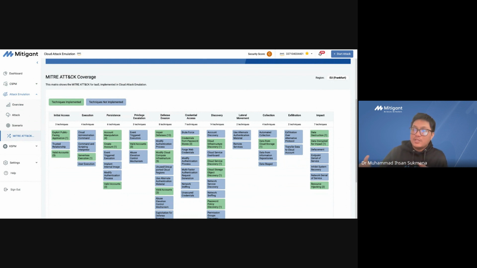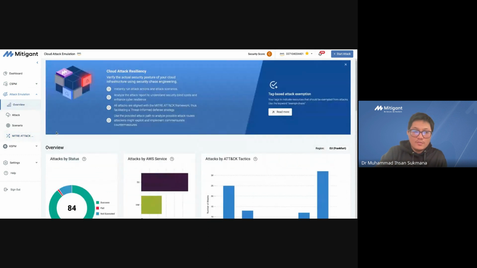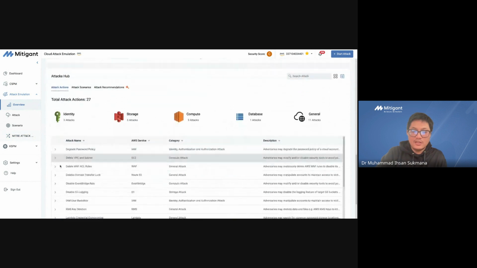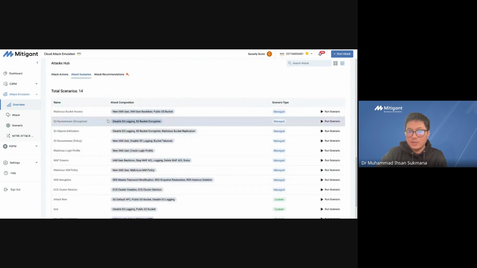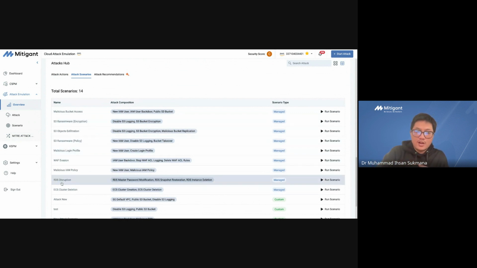So we create the scenarios or cloud attack actions based on this MITRE ATT&CK framework, as well as the latest cloud attacks that are happening in the news. We drill them down to simple steps, what the usual causes are, and then we can emulate them within your cloud infrastructure. So here, for example, we can emulate create password policy and delete VPC and subnet. At the same time, if you would like to emulate a ransomware attack, or maybe an RDS disruption, you can easily do it with just a click of a button.